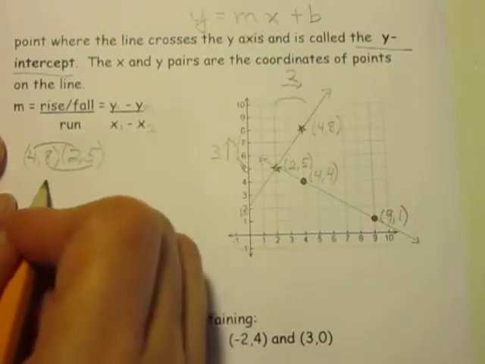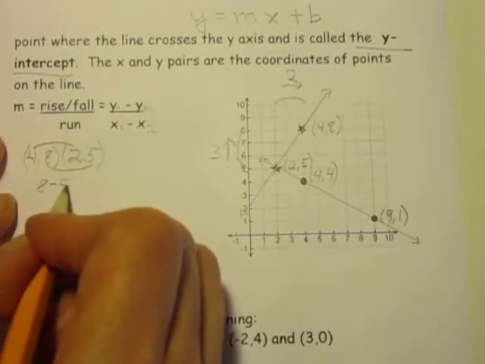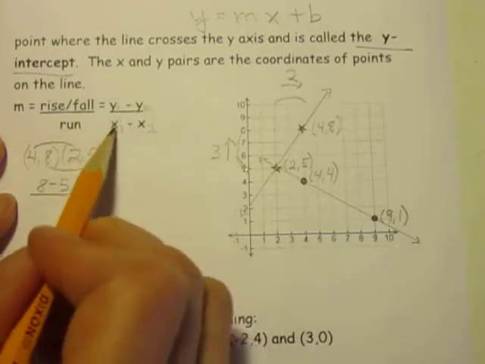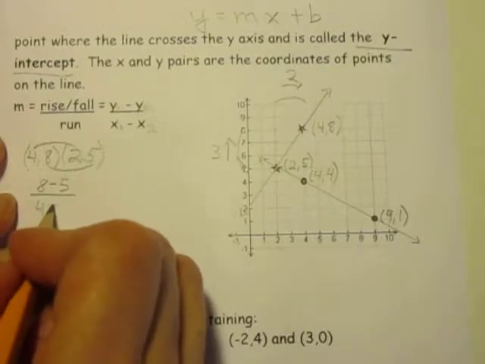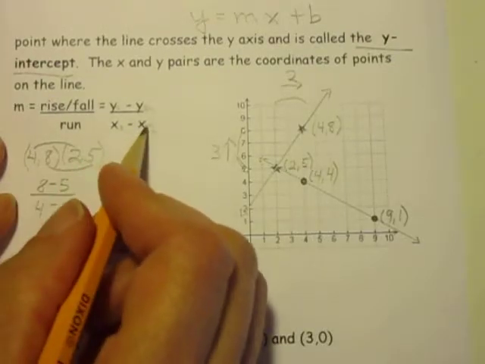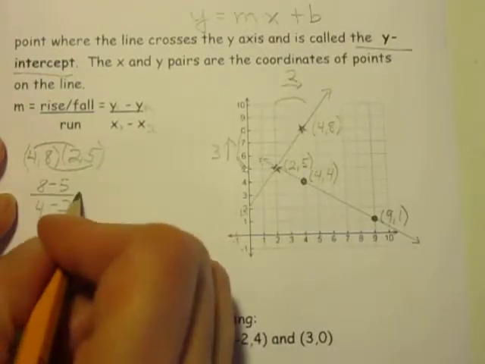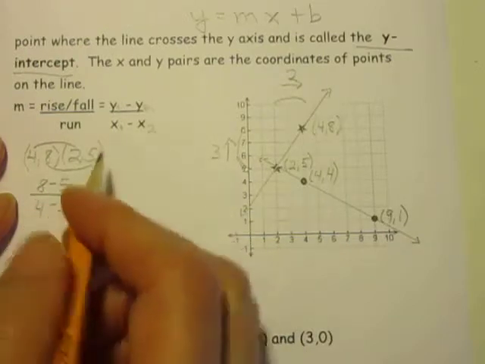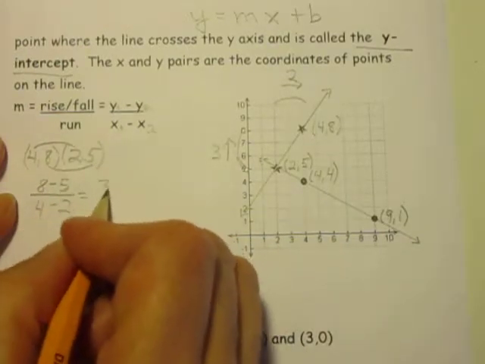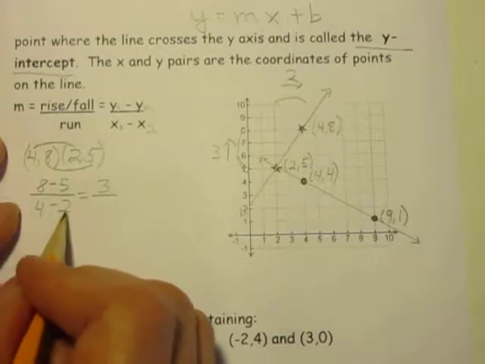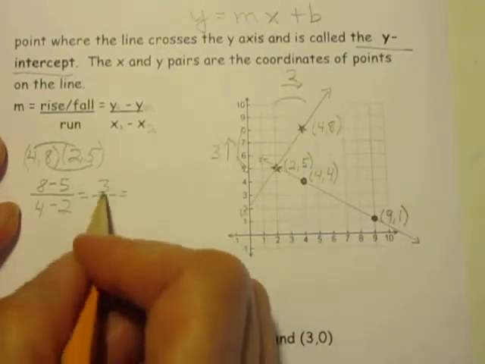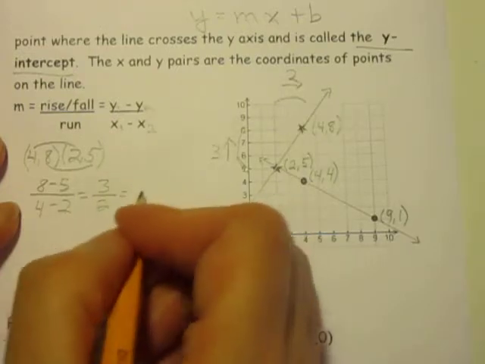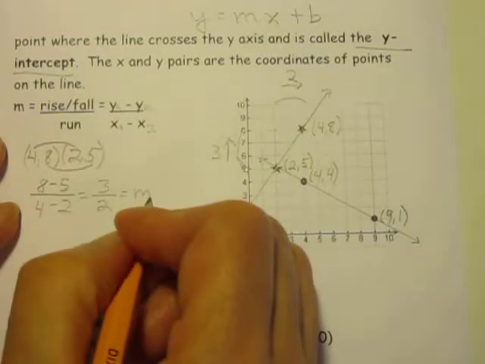So that's going to go in the numerator. So 8 minus 5. In the denominator, my x-coordinate for the first point is 4 minus the x-coordinate for the second, which is 2. That 8 minus 5 is 3. That 4 minus 2 is 2. So we can see that we've got a slope of 3/2. So that's the slope of our first line.